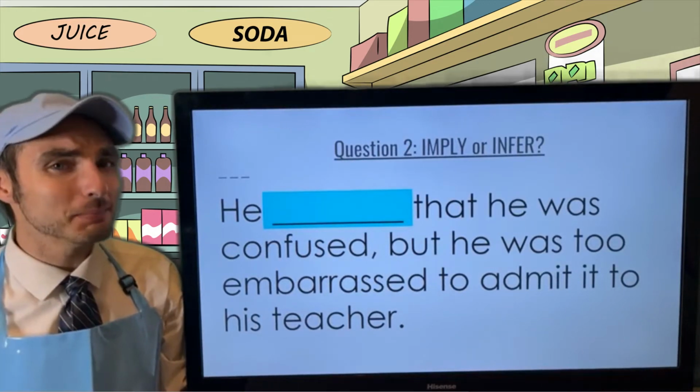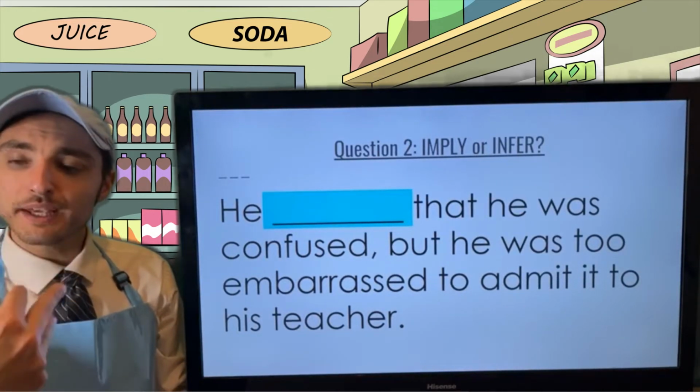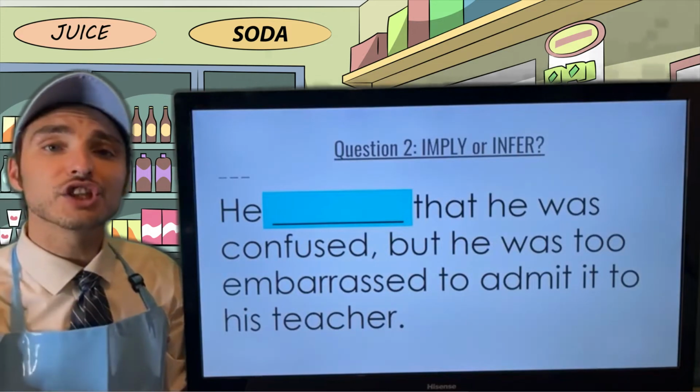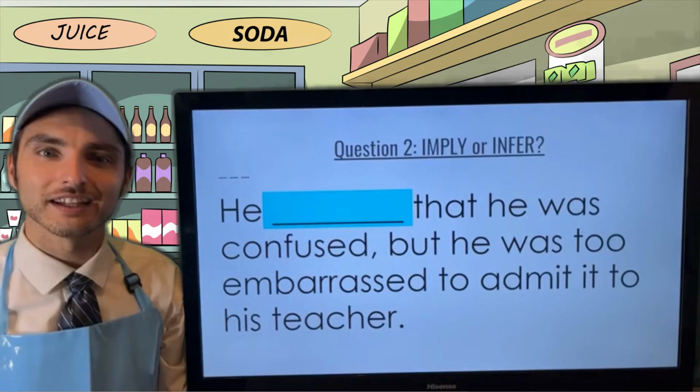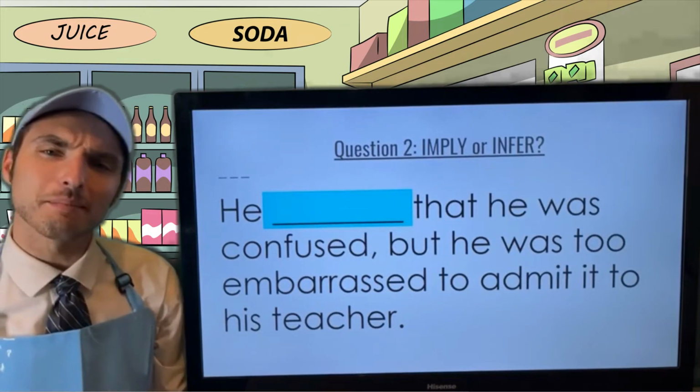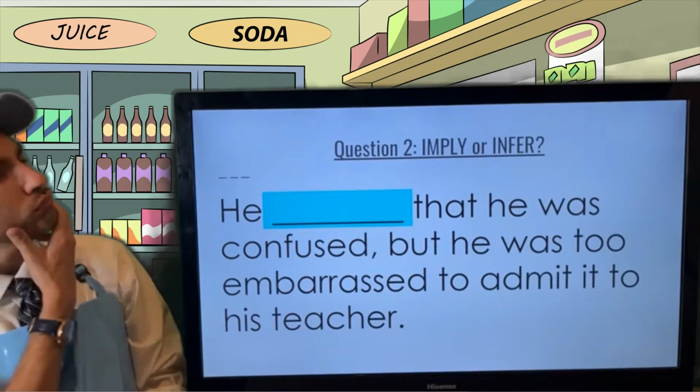And speaking of speaking up, why don't you speak some beautiful things into the universe by putting either imply or infer into the blank. Take a second, think about it.